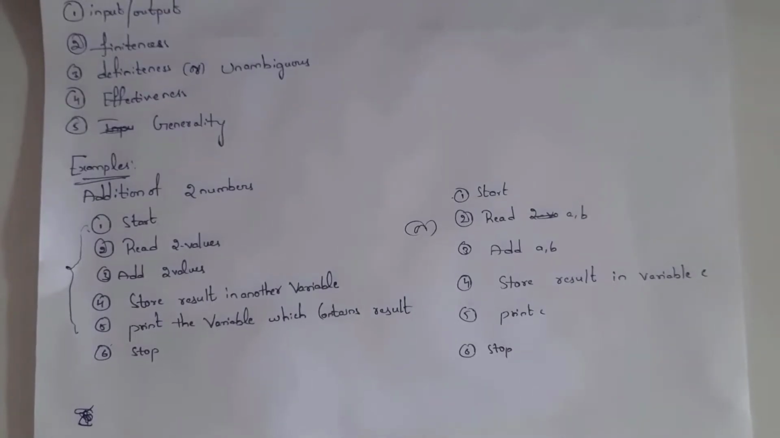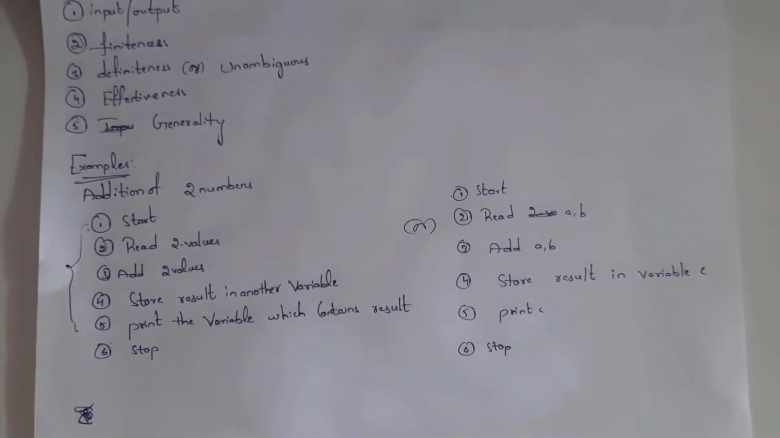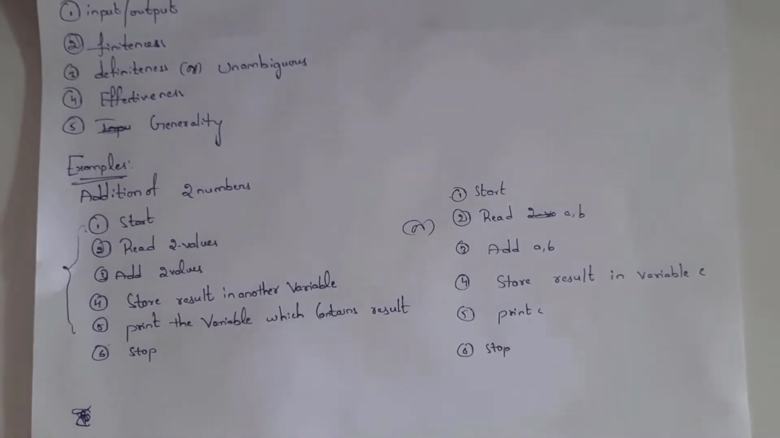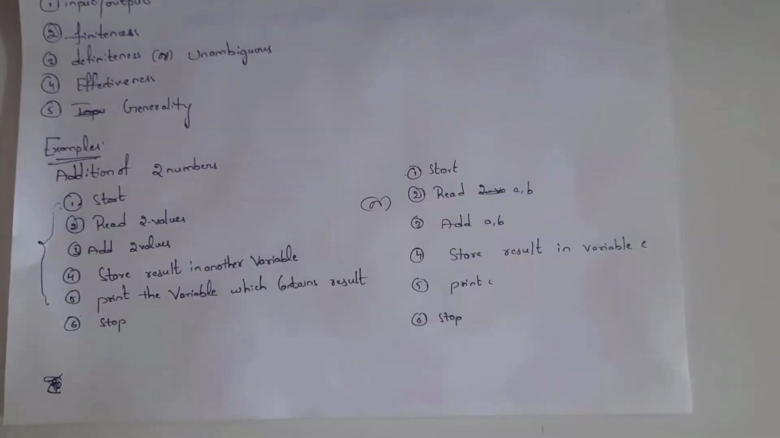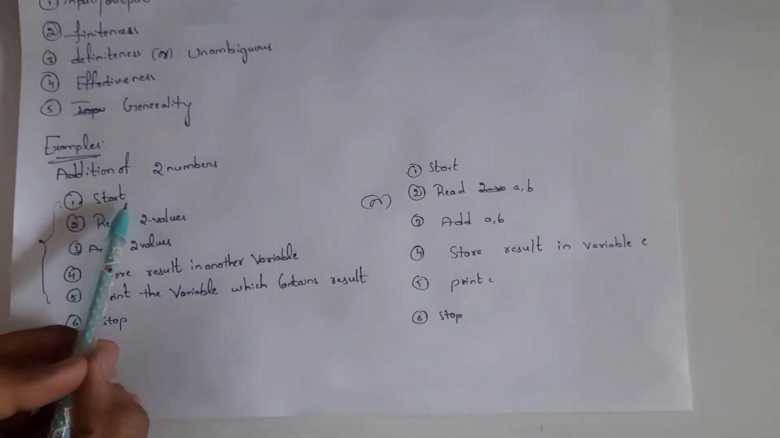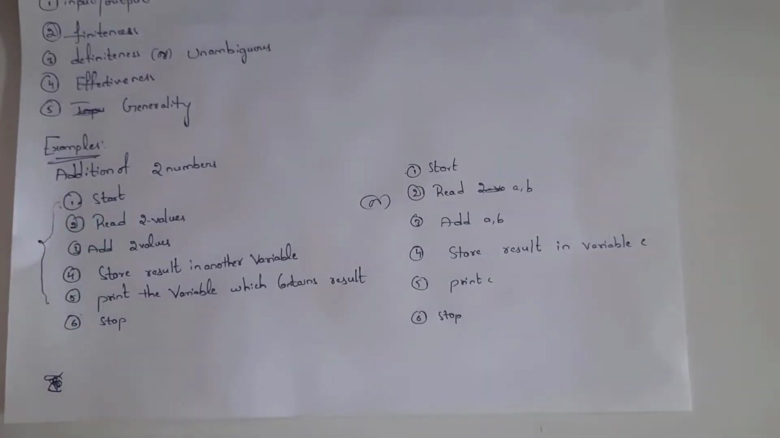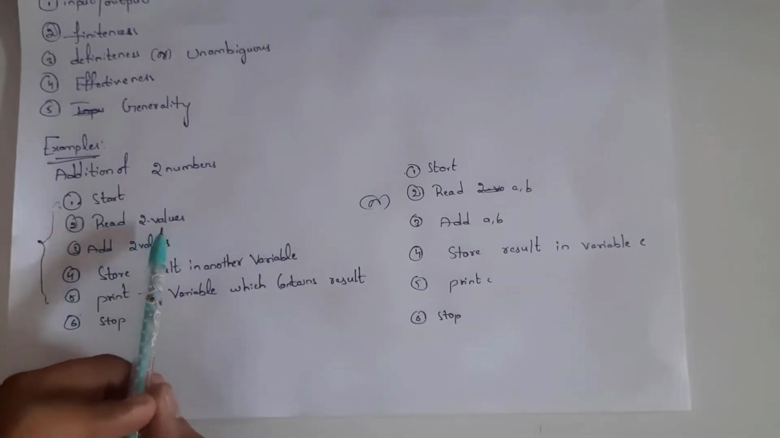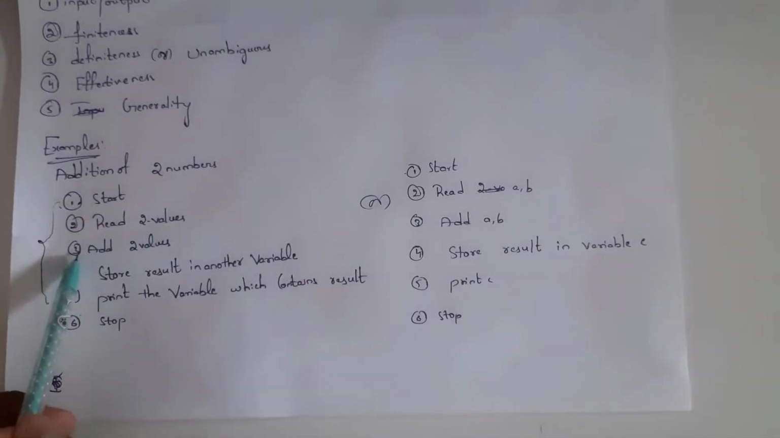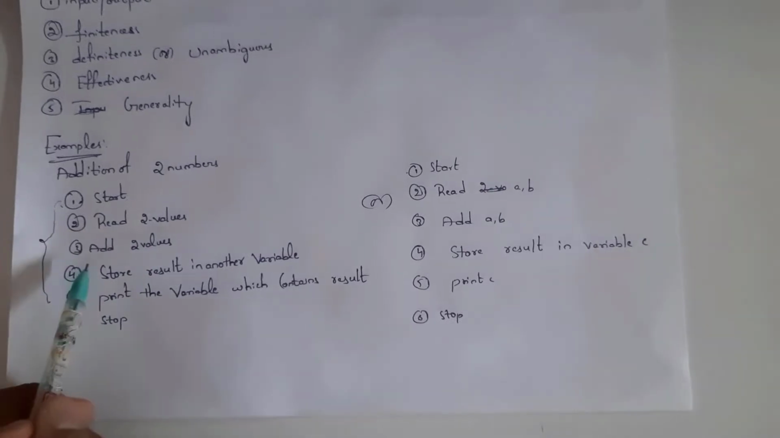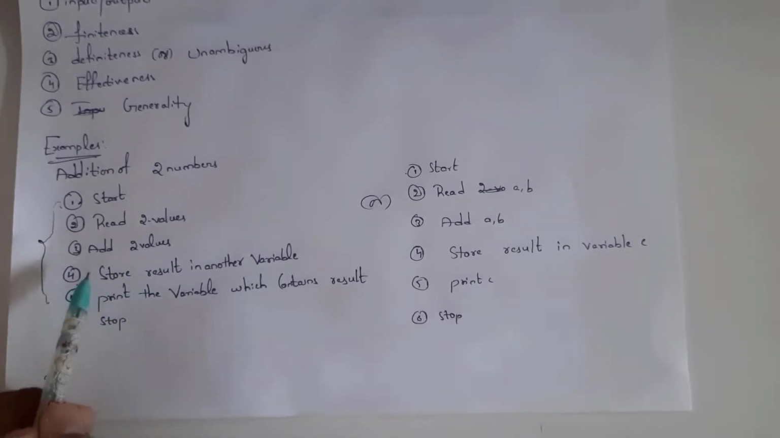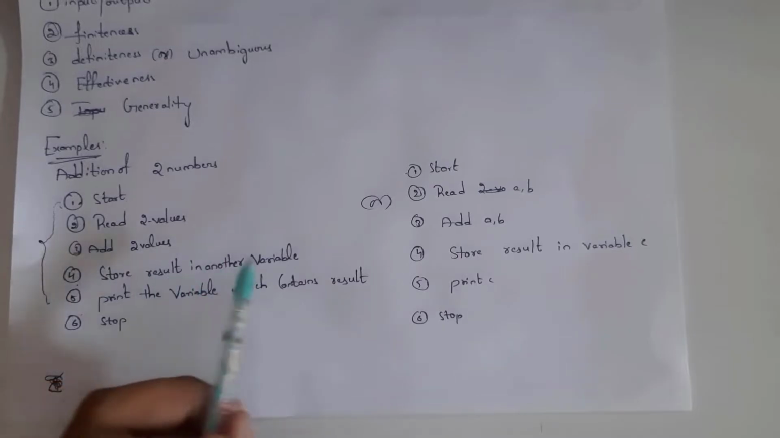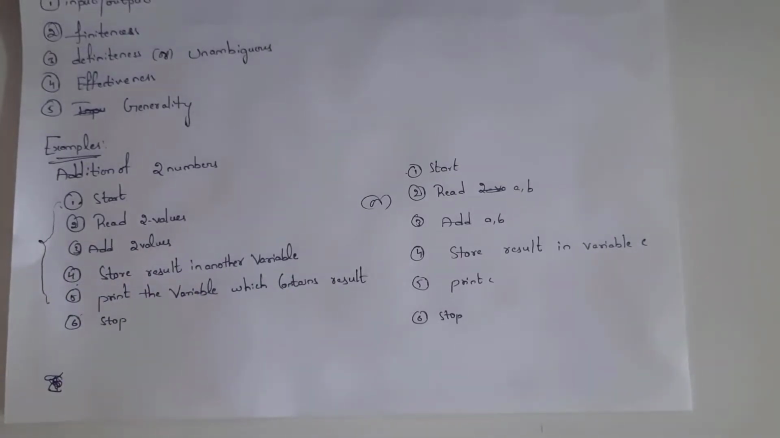There is no proper rule to be followed in order to write an algorithm. So, you can write the algorithm as you wish. This is an example. Here I am writing an algorithm for addition of two numbers. Step 1. Always step 1 is start, because I am starting the algorithm. And in step 2, I am reading two values. After reading two values, in step 3, I need to add these two values. After adding two values, in step 4, I need to store this result in another variable. And at last in step 5, I need to print the variable that contains the result. And at last step 6 is stop.